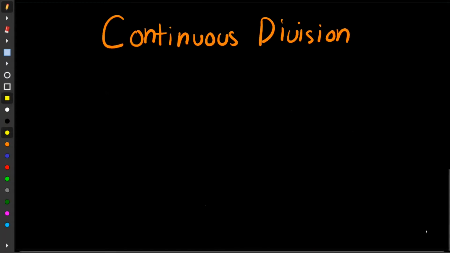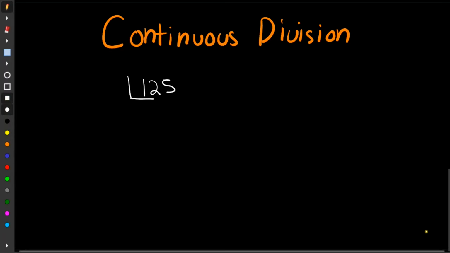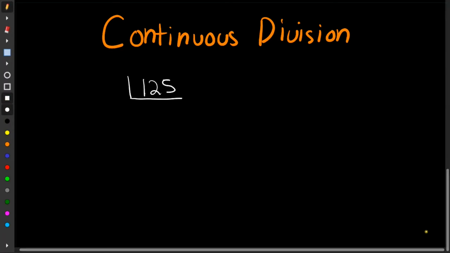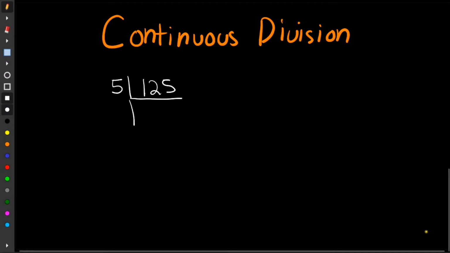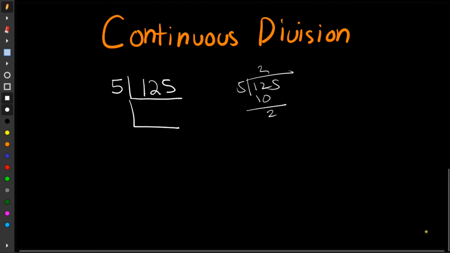Now let's go on to continuous division. Let's start with 125. First, we can observe that it has a factor of 5, or it is divisible by 5, since it ends in 5. So we put 5 out here, and let's try to divide it. That gives us 25.